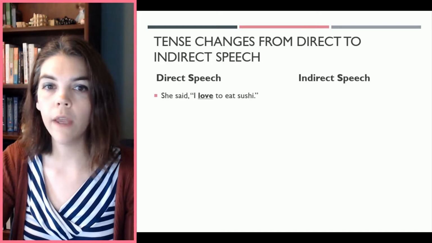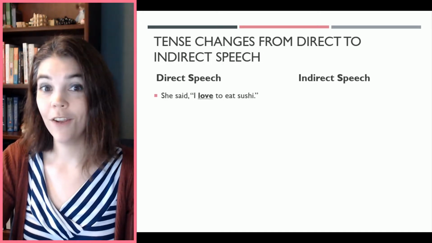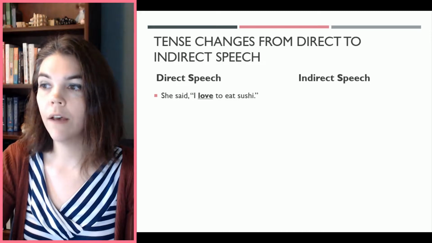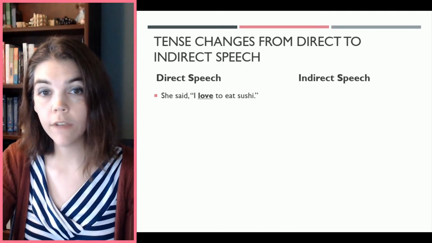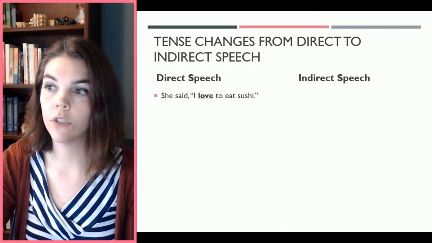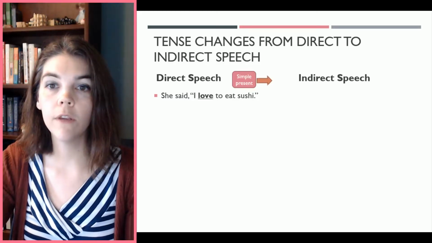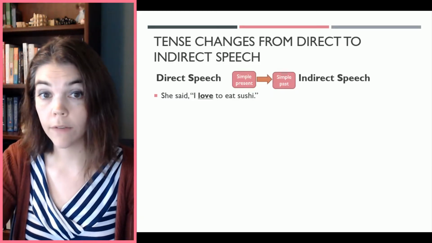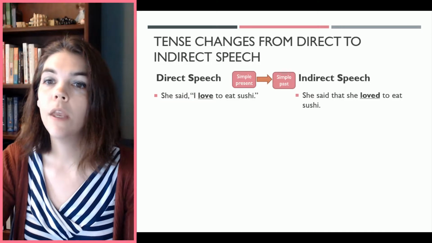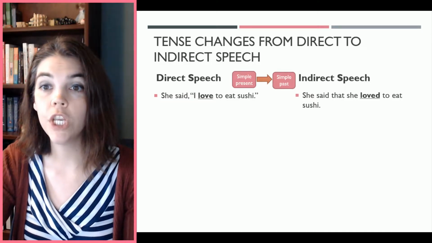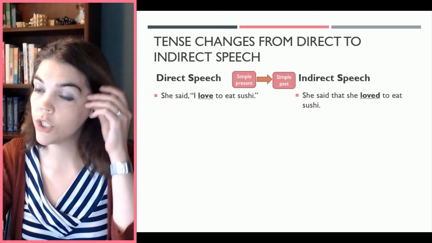So if she said, comma, I love to eat sushi. What does that look like in indirect speech? Simple present is going to become simple past. So it looks like this. She said that she loved to eat sushi. Okay?